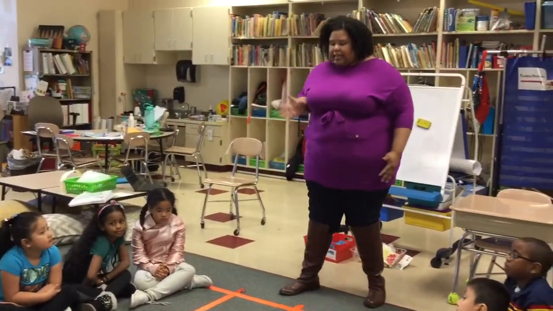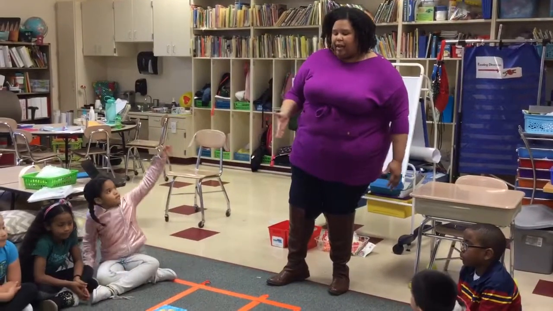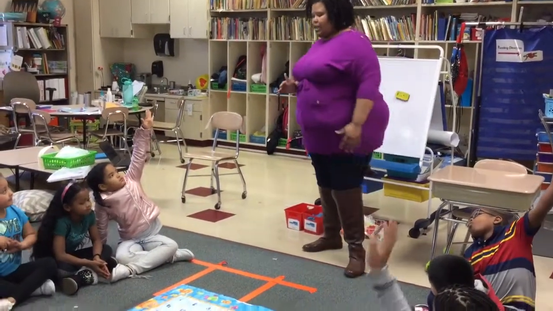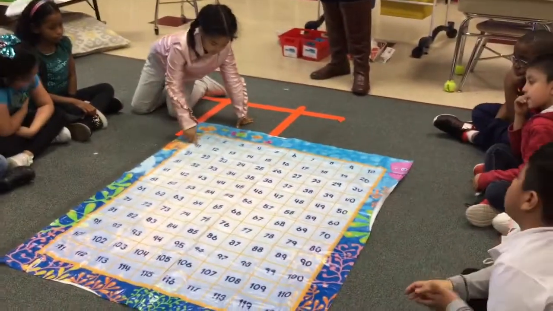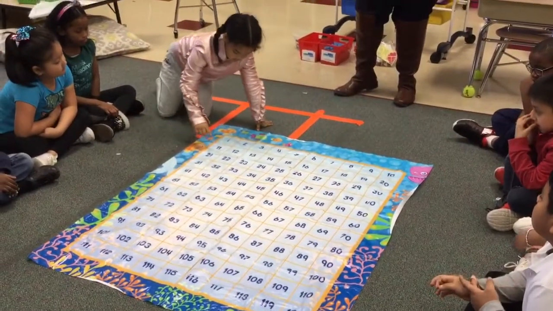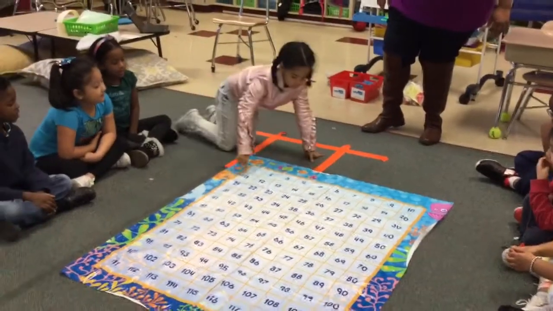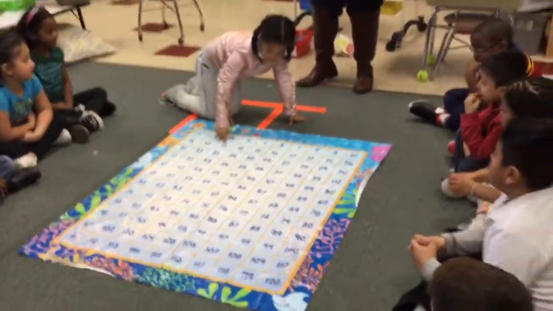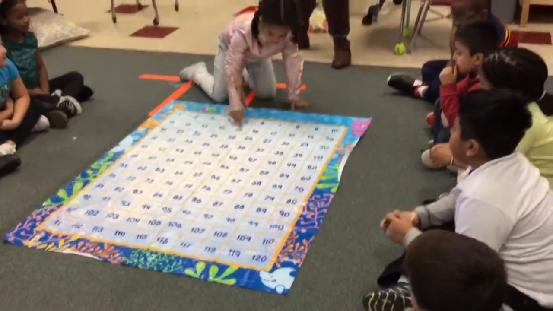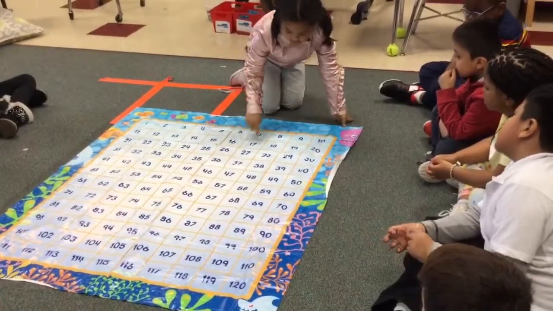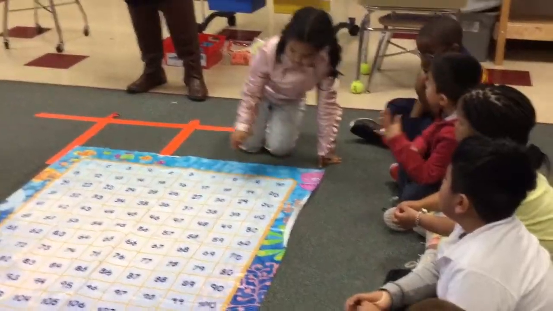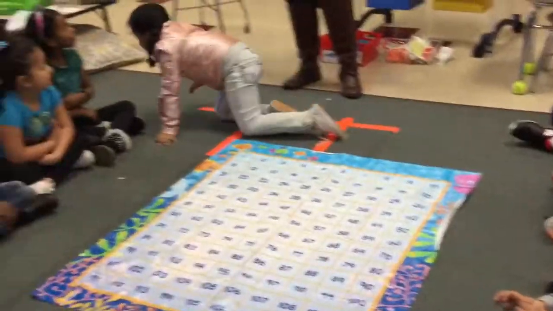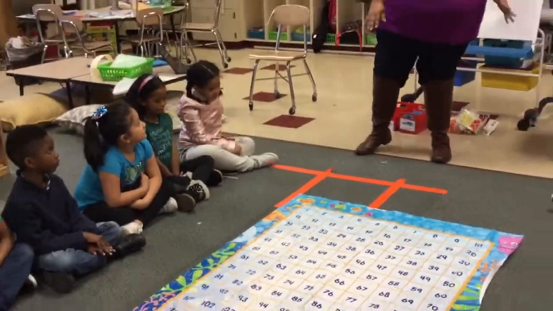First of all, can anyone show me on my 120 mat where the teen numbers are? Karina? Where do they start? Let's count them. 11, 12, 13, 14, 15, 16, 17, 18, 19. Is 20 a teen number? No. 20 is a decade number.